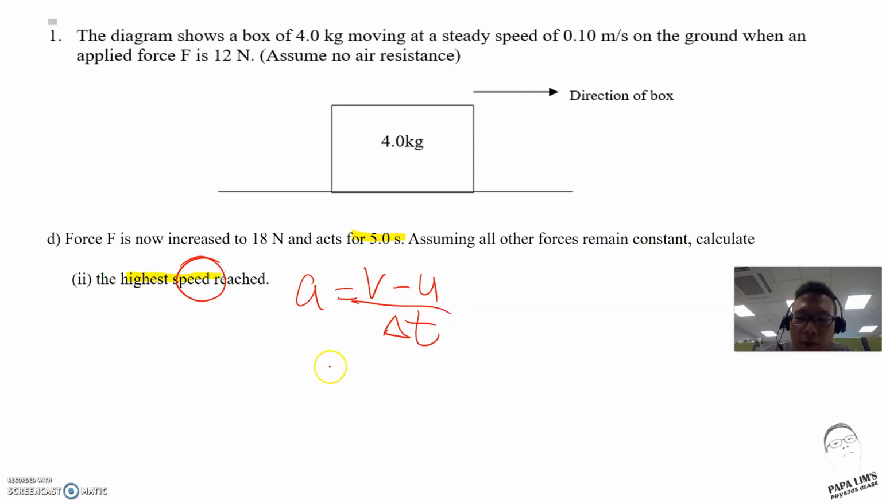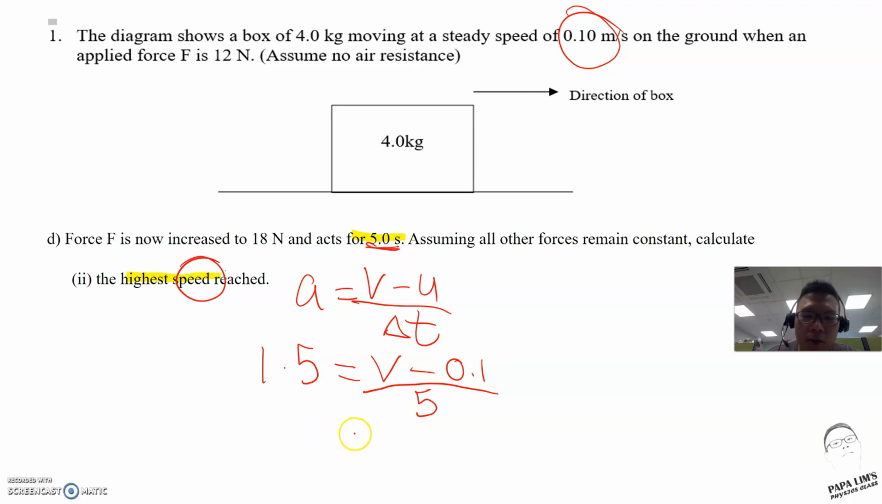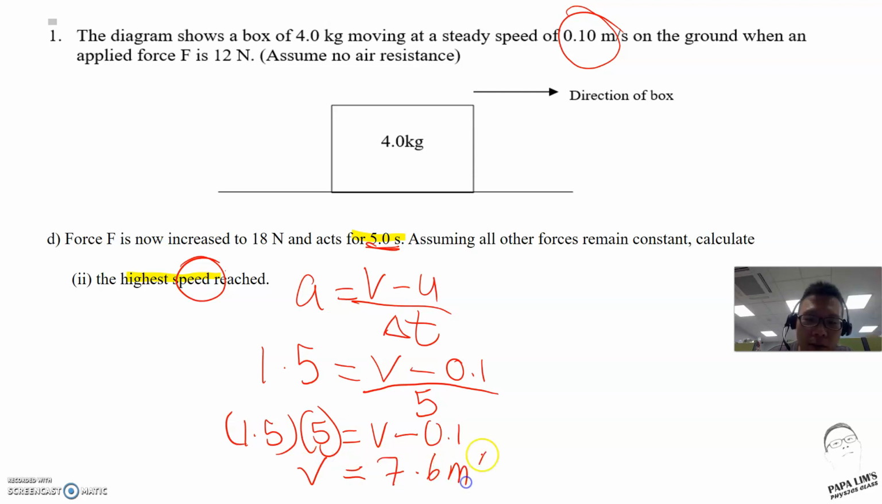Acceleration, you have it in the previous part, which is 1.5. Based on the question, you are supposed to find the higher speed, which is the final speed, final velocity. The question is given that the initial speed is 0.1, so your u will be 0.1. The time given is 5 seconds. If you rearrange the equation, you will have 1.5 multiplied by 5. This will be simple math in action. So if you rearrange it, you will find that your v will be 7.6 meter per second.